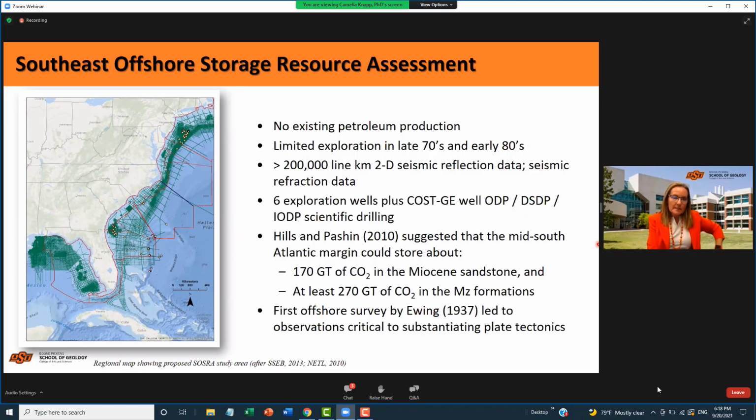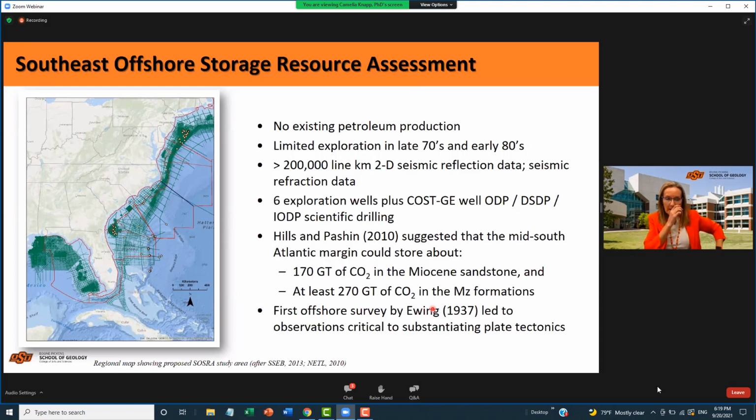Okay, so I'm going to start talking about our project, Southeast Offshore Storage Resource Assessment, or SOSRA. This project is focused on assessing the mid to South Atlantic and Eastern Gulf of Mexico offshore resources for CO2 storage. Based on a study by Smith et al. 2008, 2 potential CO2 reservoirs were identified in geologic strata below the Atlantic continental shelf in the upper and lower Cretaceous layers. And Hills and Pashin in 2010 suggested that the mid to South Atlantic margin could store these amounts of CO2.